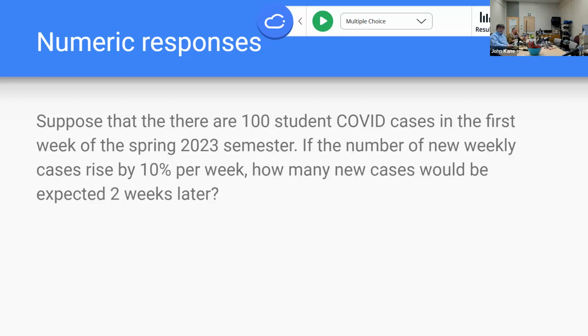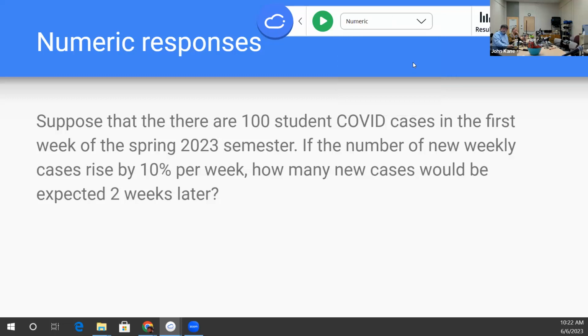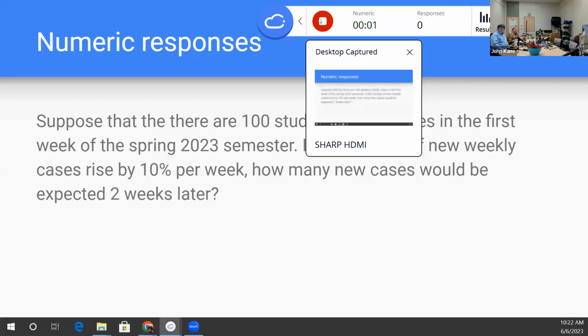Now, here's another type of question. This I put together a little while ago. Let's say there were 100 new COVID cases in the first week, and then let's say the weekly cases were rising by 10% per week. How many cases would be expected 2 weeks later? So again, it's 100 now, and the question is how many would be showing up 2 weeks later if they're growing by 10% per week? I'm going to start the polling, and now you can enter a numeric response.